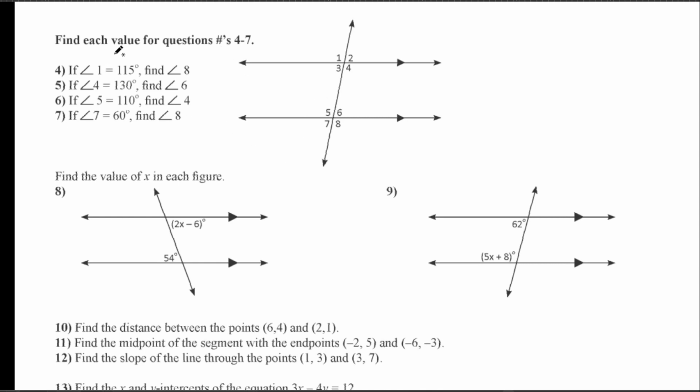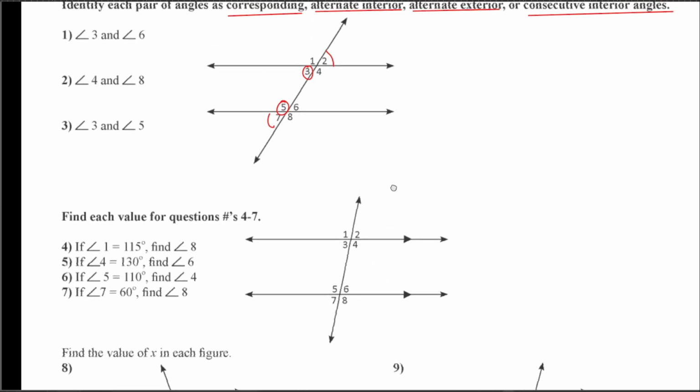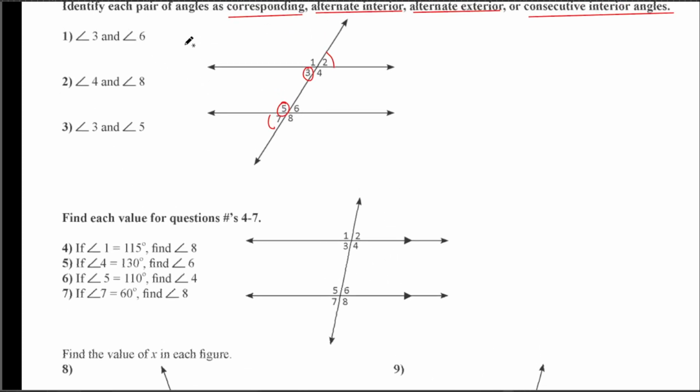All right, let's do this. Now that we know those things, let's go back to this. They don't ask this, but like 3 and 6. 3 and 6, they're alternate interior angles. What's true about alternate interior angles? What's the relationship between them?